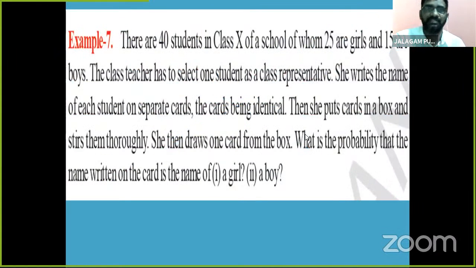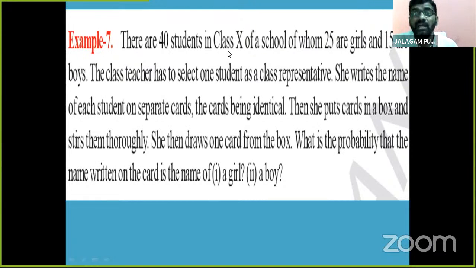Example 7. Children, see here. Write down in your notes. Example 7. What is the example? There are 40 students in 10th class of a school, of whom 25 are girls and 15 are boys. See children, listen carefully here. Once again I will read it.